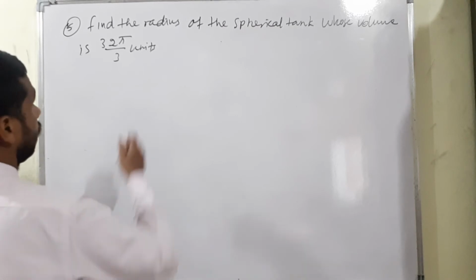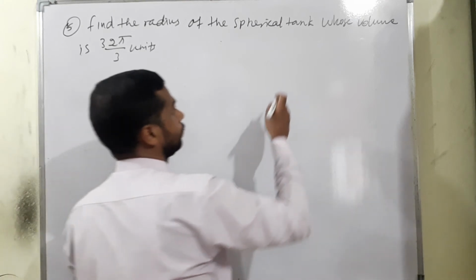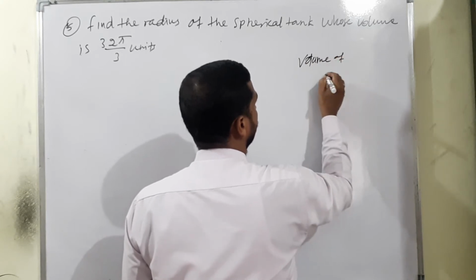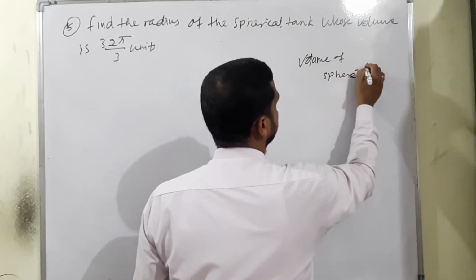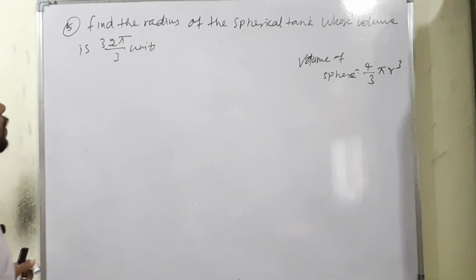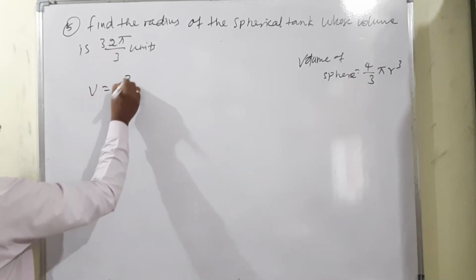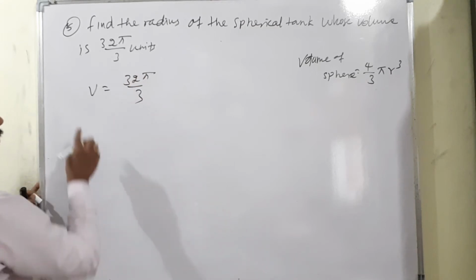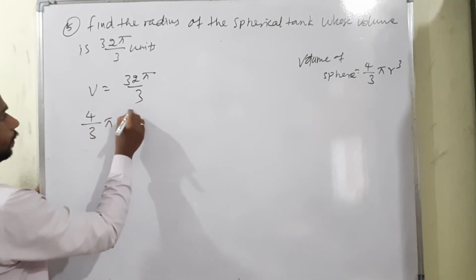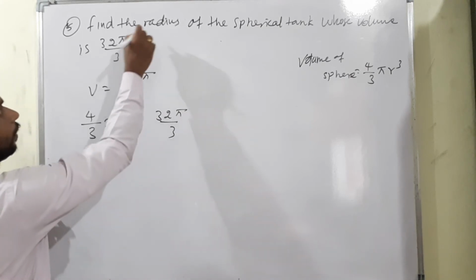Question number 5. Find the radius of this spherical tank whose volume is given. So, volume of sphere formula: 4 by 3 pi r cube. The volume will be 32 pi by 3 as given, isn't it? The volume V is equal to 32 pi by 3. The volume formula 4 by 3 pi r cube is equal to 32 pi by 3. Therefore, we need r, so find the radius.